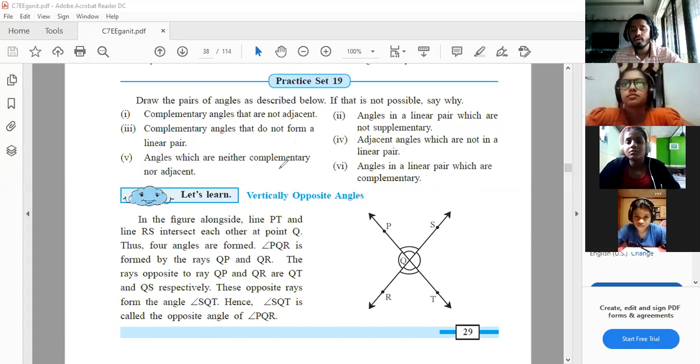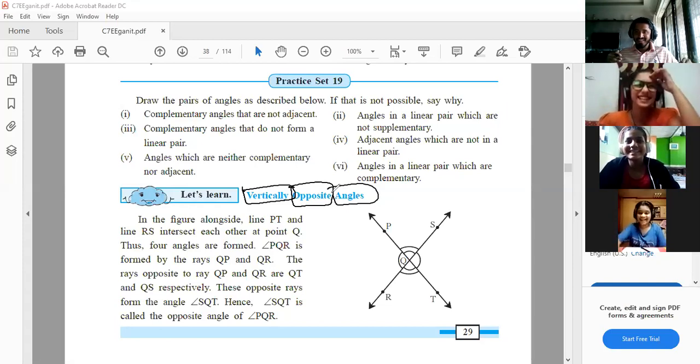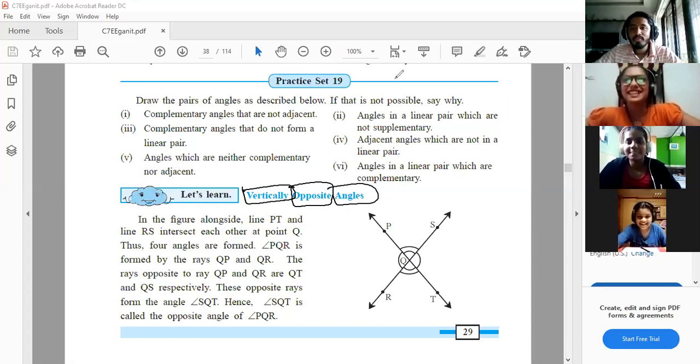Okay. Vertically opposite angles, as the name suggests. Angles, we know what are angles. What is this? Avni, what is Avni doing? Scaring me.